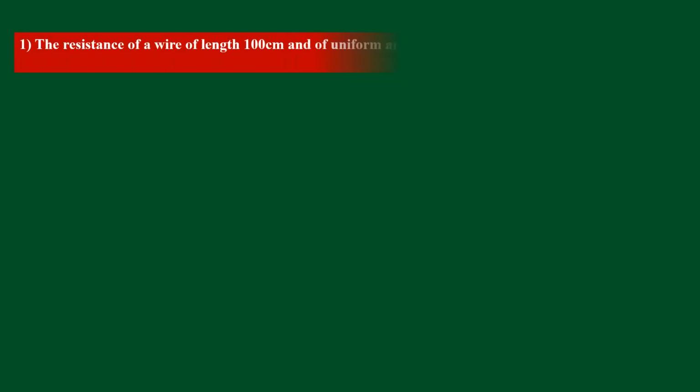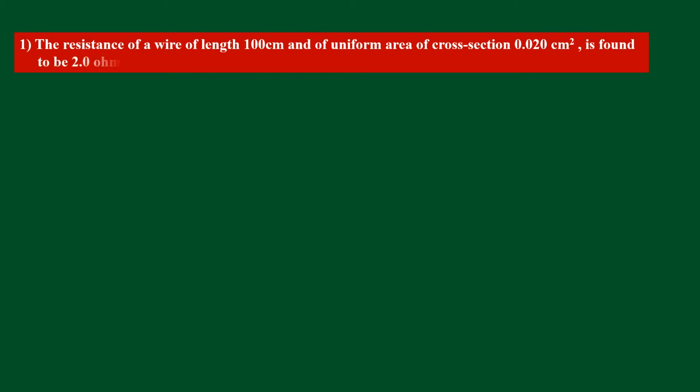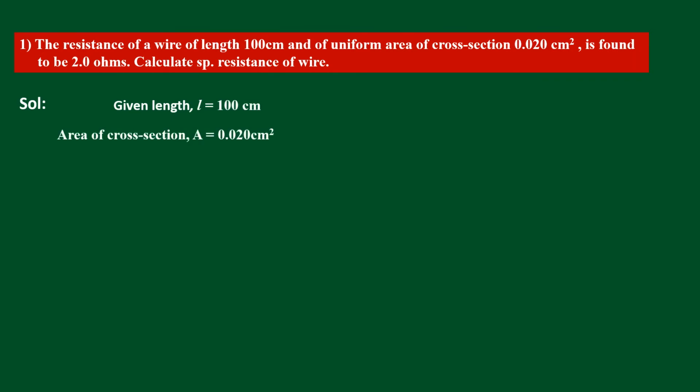The resistance of a wire of length 100 centimeters and of uniform area of cross section 0.020 centimeter square is found to be 2 ohms. Calculate specific resistance of wire. Let us solve this problem. Given length L is equal to 100 centimeters, area of cross section A is equal to 0.020 centimeter square, given resistance R is equal to 2 ohms.